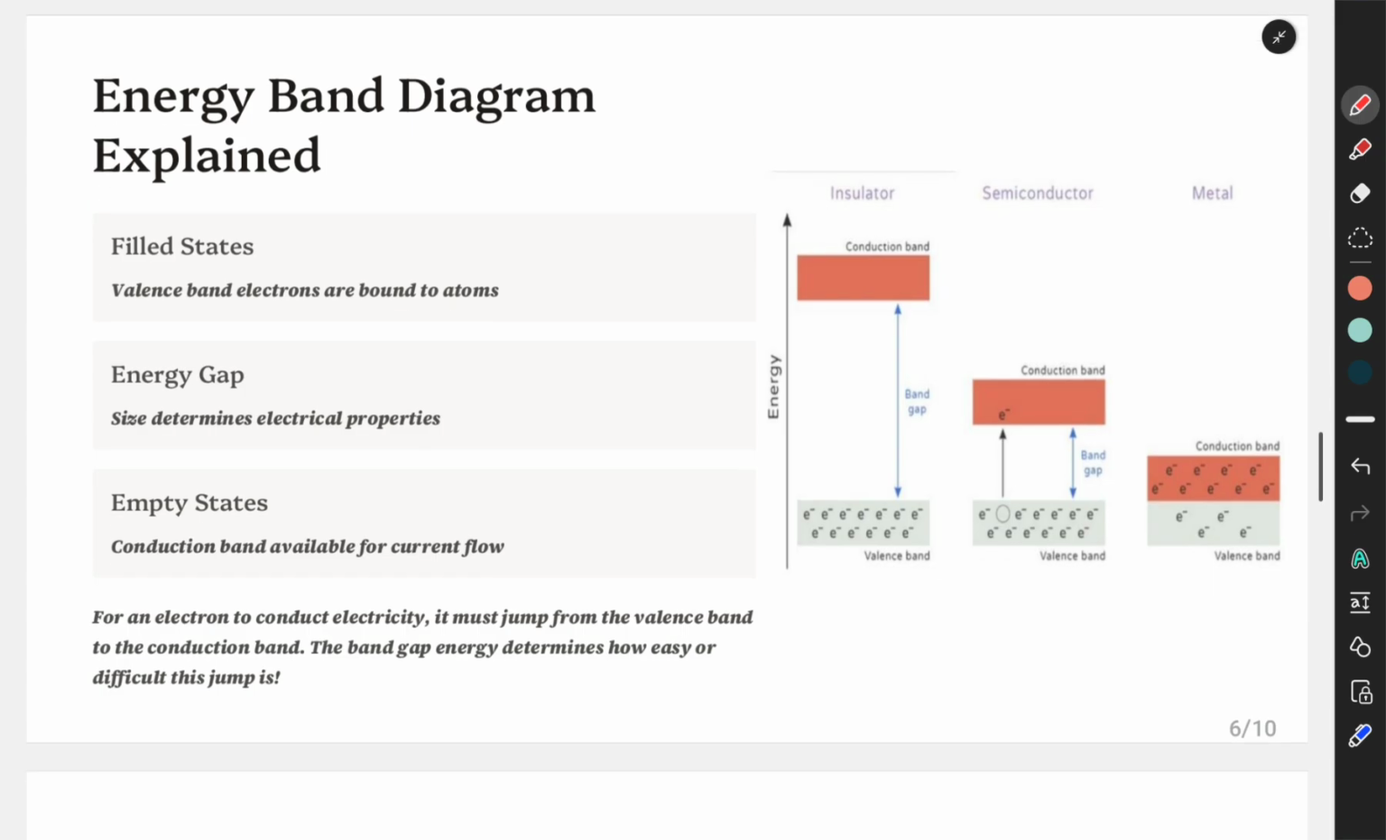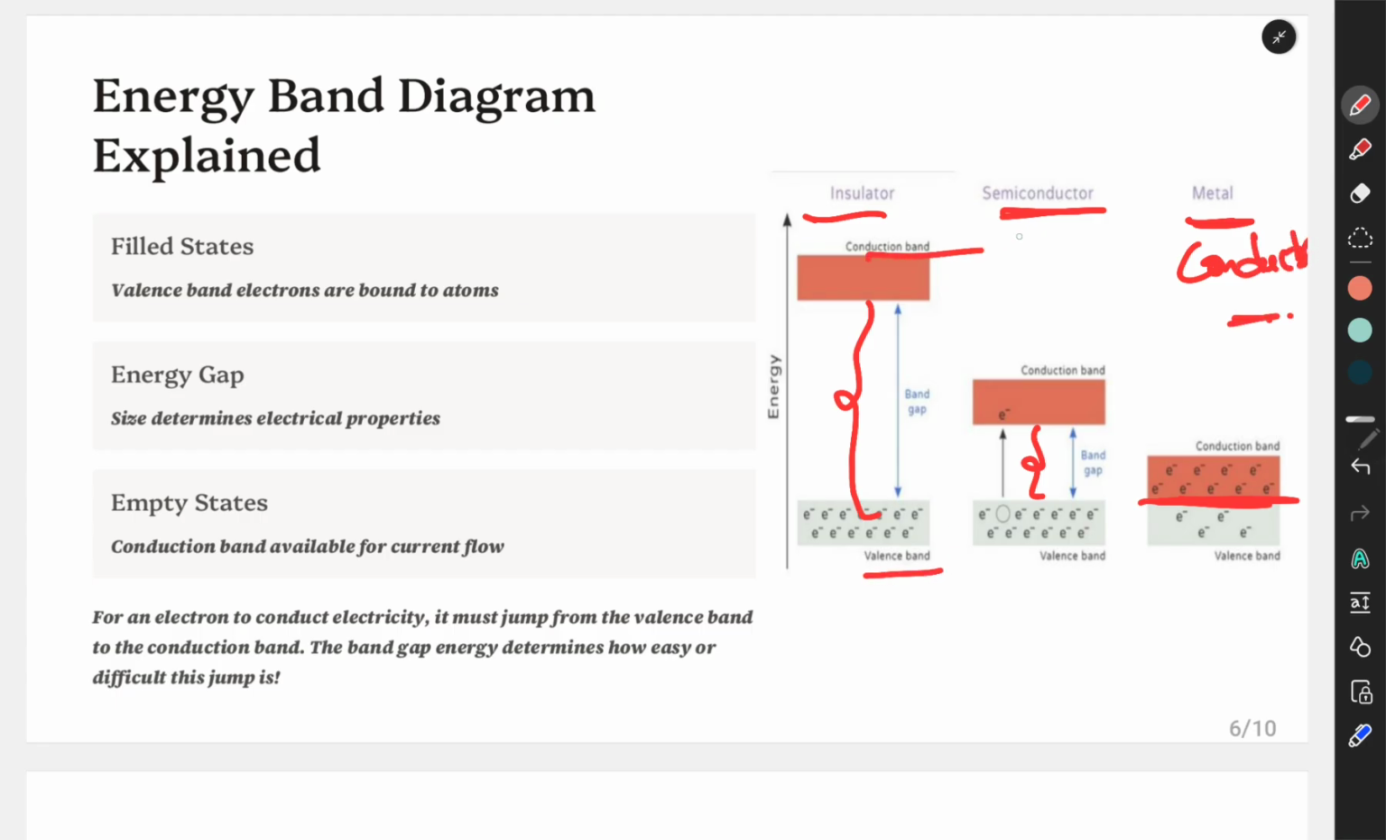So these are the energy band diagrams. You can see the band gap is large, so this is an insulator. A little bit of band gap is there, so that is a semiconductor. No band gap is there, band gap is 0, so that is a conductor, a metal.